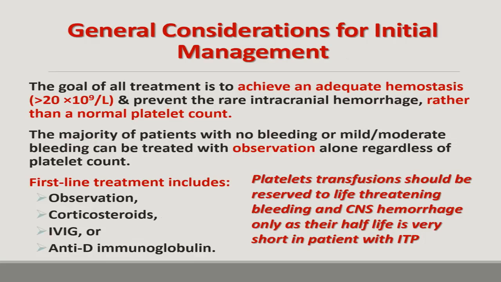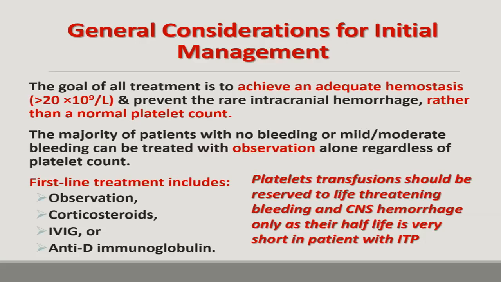The majority of patients with no bleeding or mild to moderate bleeding can be treated by observation alone, regardless of their platelet count. But if the patient is symptomatic or his bleeding interferes with the quality of life, or the parents are very anxious, then we might start first-line treatment, which includes, in addition to observation, corticosteroids like prednisolone or dexamethasone or methylprednisolone, intravenous immunoglobulin or anti-D immunoglobulin. This is on the right lower side of the slide.